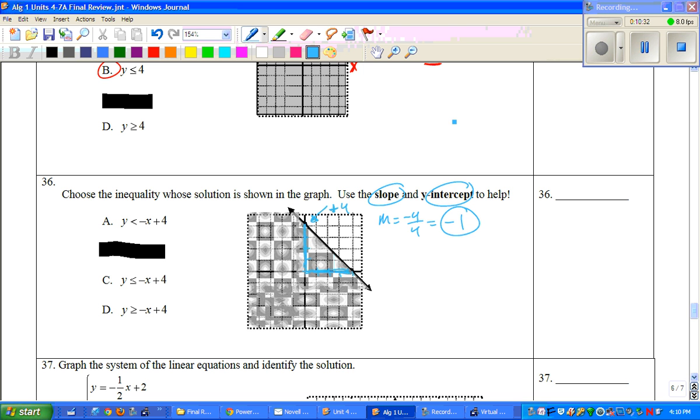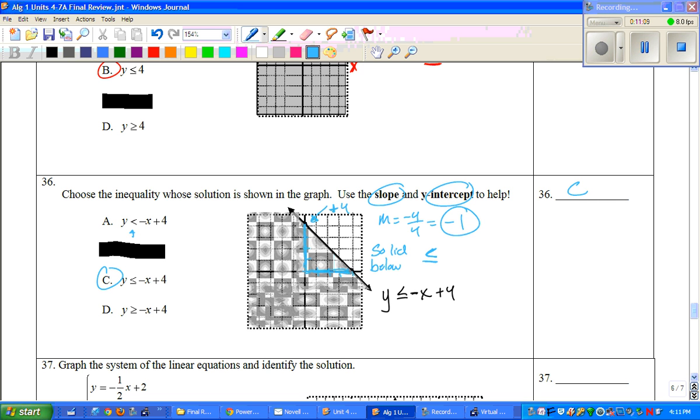Now, let's look at our line. It's a solid line, and it's shaded below. So if it's solid, it's got to have the line underneath it. And if it's below, it's less than. So when we write this, it's y is less than or equal to negative x plus 4. You take all of that information to help you solve, and you end up getting C.